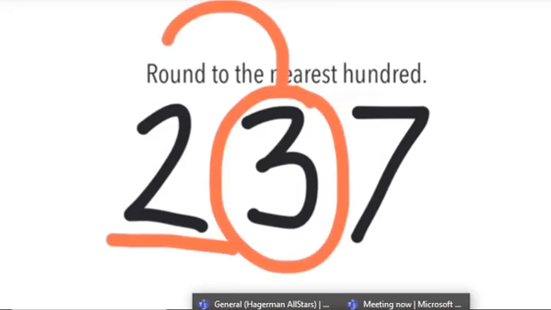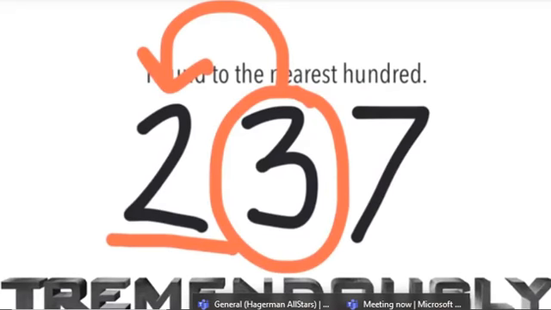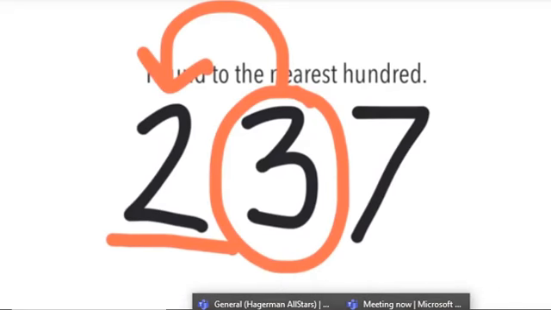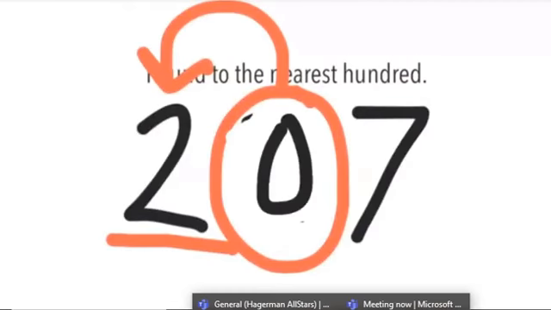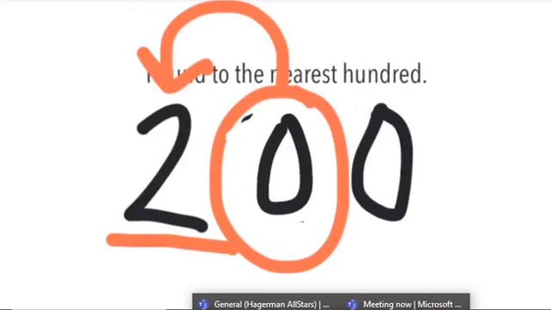This number affects this number tremendously. Now we ask ourselves a question. Is the number you circled closer to 10 or 0? Well, it's closer to 0. So we turn it into a 0 and the 2 stays the same. But we're still left with that 7. So we take that number and we turn him into a 0.